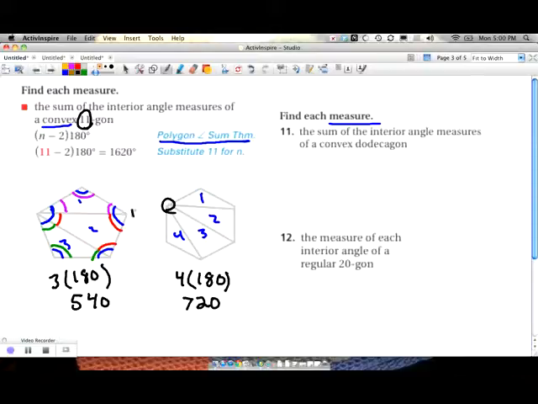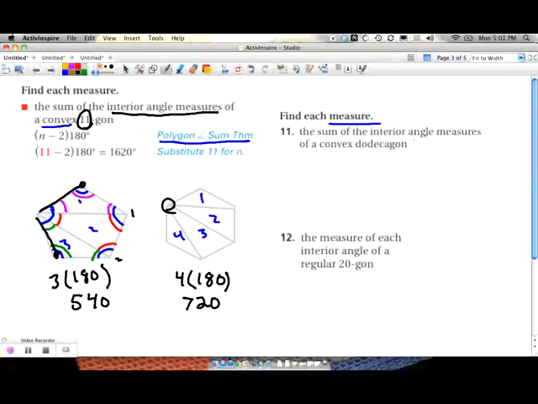I can connect to this one and this one, making a diagonal. But notice that I can't make a diagonal over to here, and I can't make a diagonal over to here. I can't make those last 2 diagonals because I'm already connected to these on the outer perimeter. Same with this other one. That's going to take 2 possibilities away. So I have to take my total number of sides and take away 2 of them. So when I'm looking at an 11-gon, I want to figure out the sum of the interior angle measures. I'm going to subtract 2 and then multiply by 180.